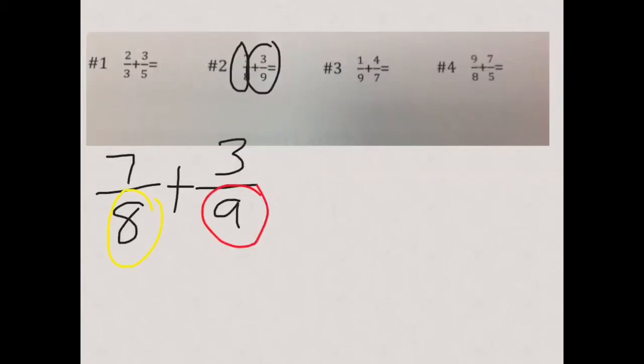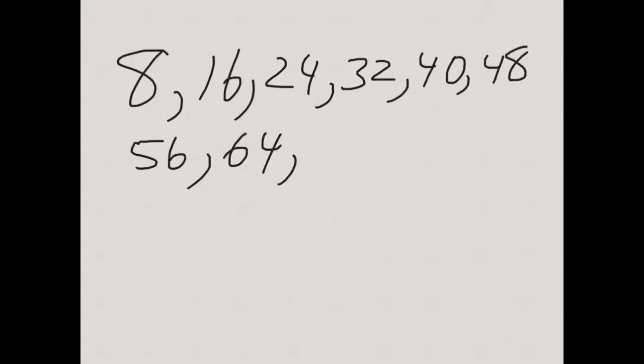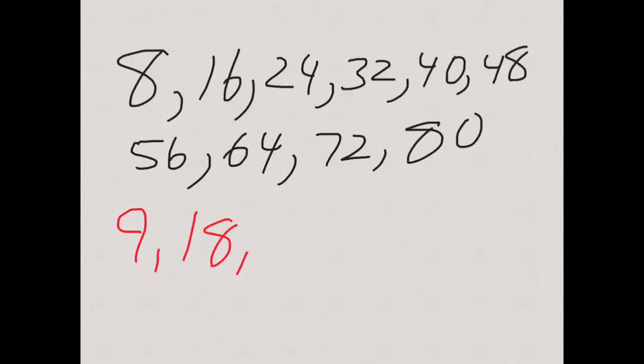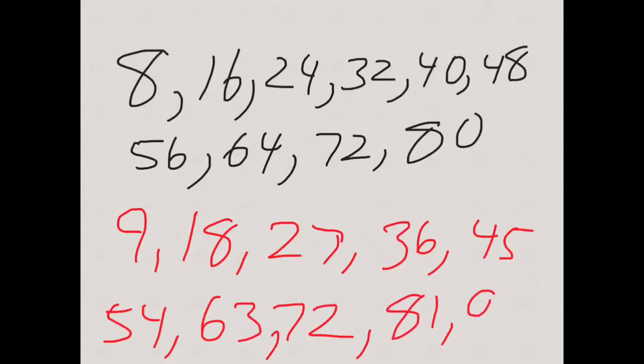So, 8 and 9. If I count by 8, keep going, keep going, let me see, 40, 48, 56, 64, 72, 80. I'm going to get a few of them going, okay? Now let me use red for 9. 9, 18, 27, 36, 45, 54, 63, 72, 81, and I'll go one more to 90. To 90, sorry, 90. There we go.